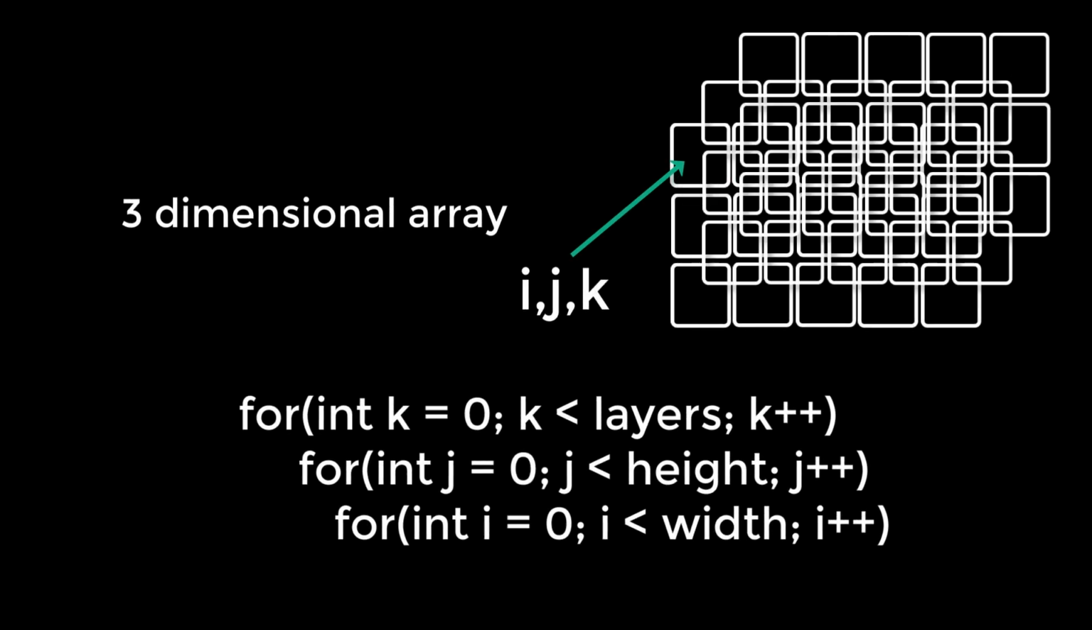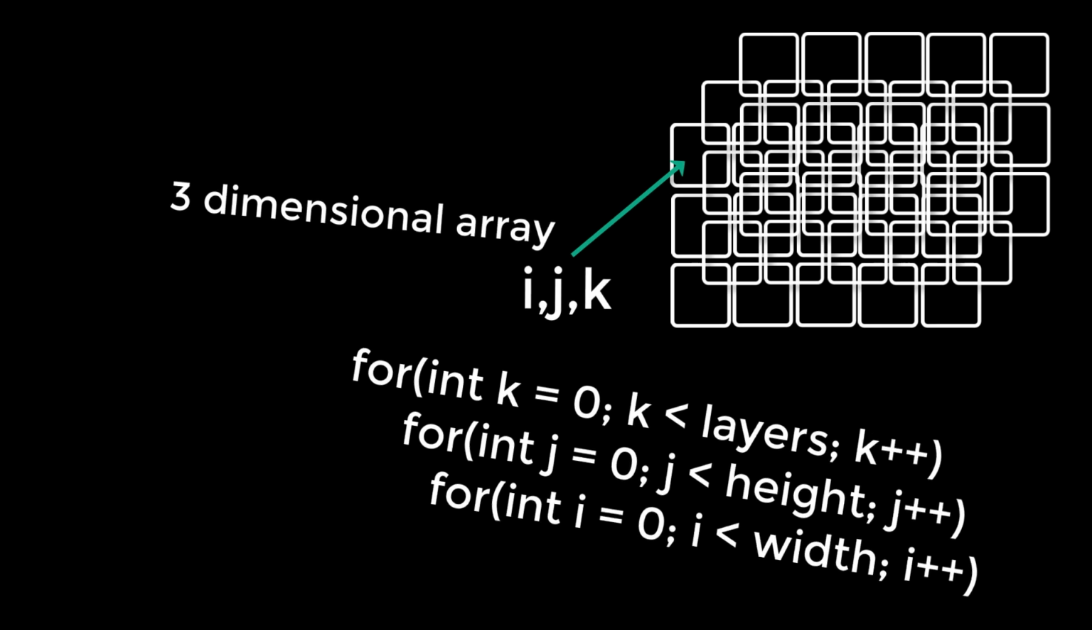For a three-dimensional array, we now add a number of layers. So we not only have rows and columns, but we have multiple sets of rows and columns, one lot in each layer. So for that, we need an extra nested for loop. In this case, I've added one called k, which will loop through each of the layers.